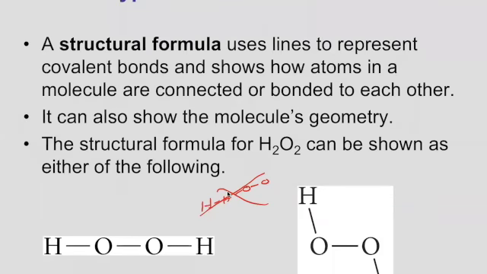So the benefit of having the structural formula is that it uses lines to represent covalent bonds. And why is it that they're covalent and not ionic? Because hydrogen is a nonmetal and oxygen is a nonmetal. So therefore, there is this line. It's a covalent bond, not an ionic bond.